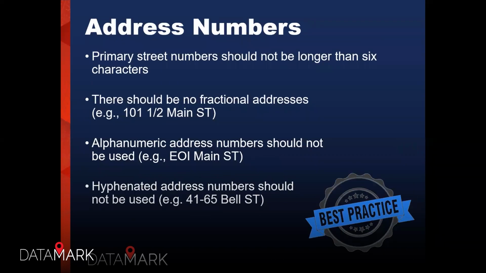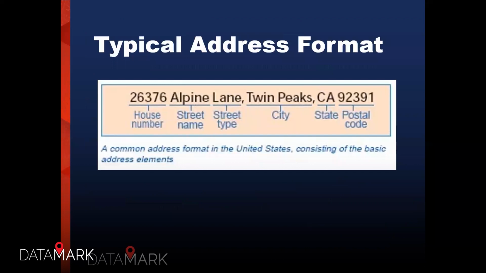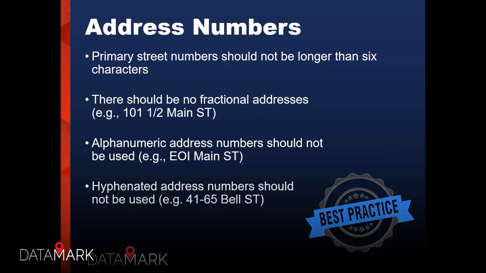So here's our typical postal address format. You have an address number, the street name, the suffix type, and then you have the city, state, and zip. That's what we think of as an address, right? We don't really think much more into it than that. But indeed, for addressing for NextGen, it gets a lot more detailed.